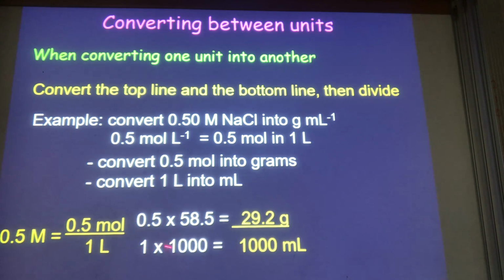How do we do that? We simply multiply by 1,000. So the 1 litre equals 1,000 mils. Now once we've successfully converted the top line and the bottom line into the appropriate units, we simply divide it out. 29.2 divided by 1,000, and we get our concentration in grams per mil.